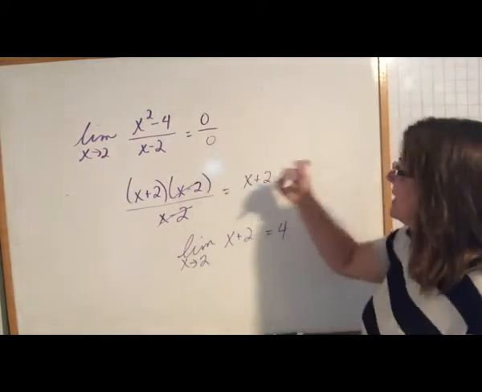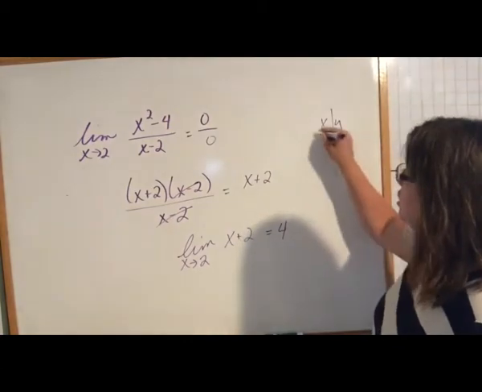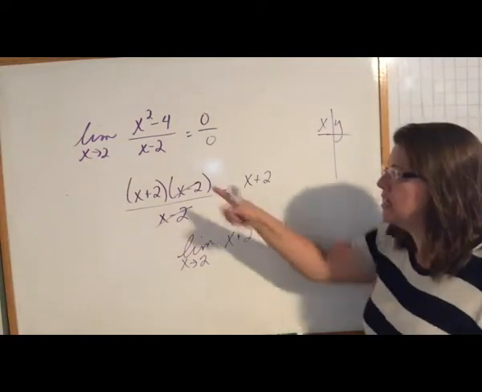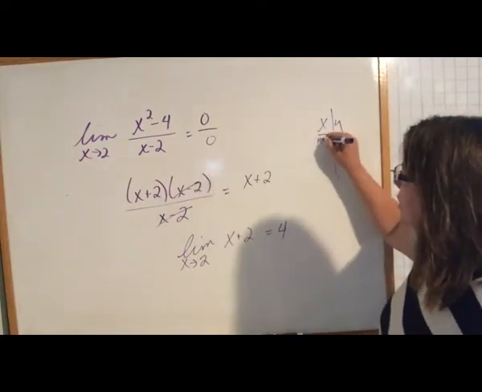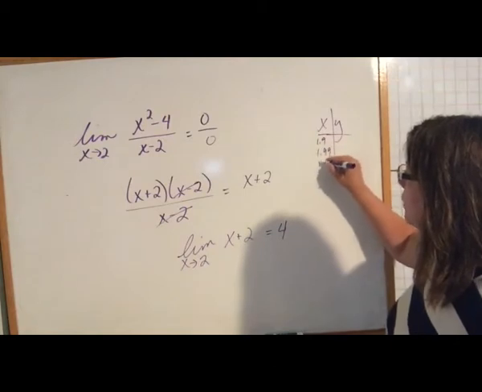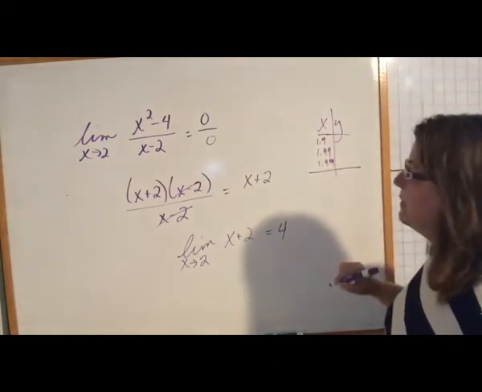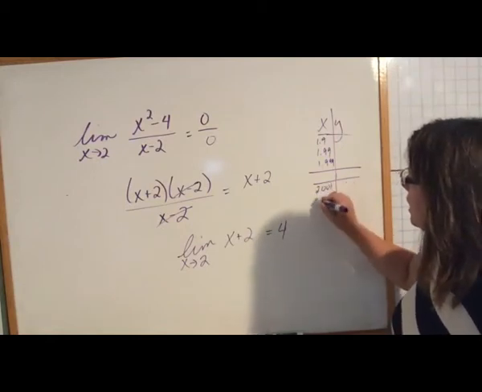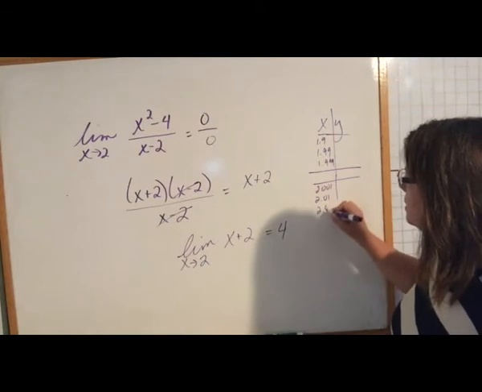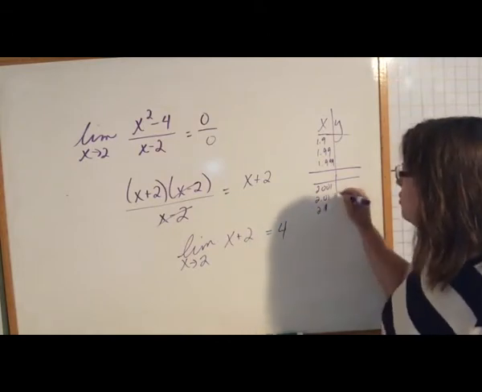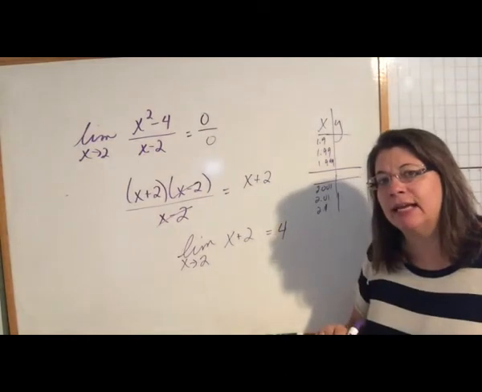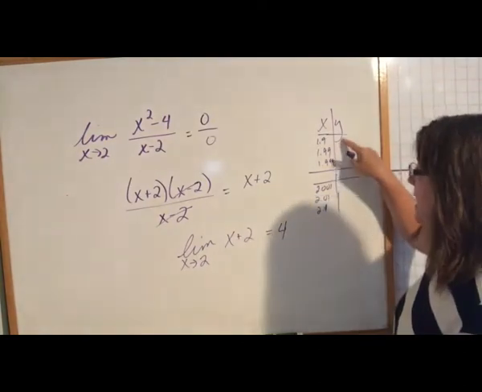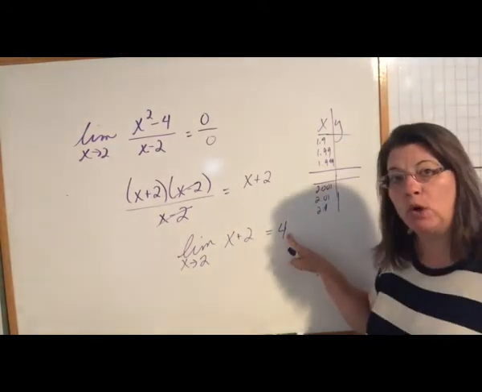Now, if I had done an XY chart and maybe used my calculator to figure out some x and y values, and maybe I had used numbers that approach 2, maybe I could use 1.9, 1.99, 1.999, and then approaching from the right, 2.001, 2.01, 2.1. If I use my table menu in a graphing calculator and come up with the y values here, I bet if you did that, they would approach 4.